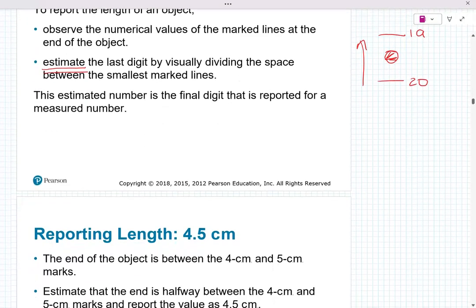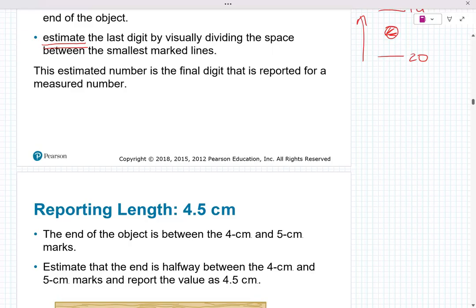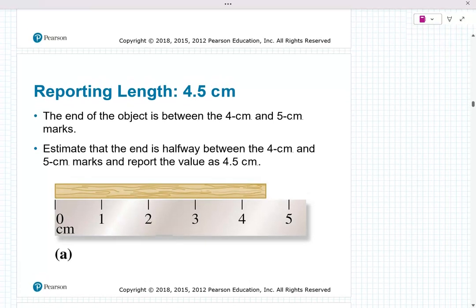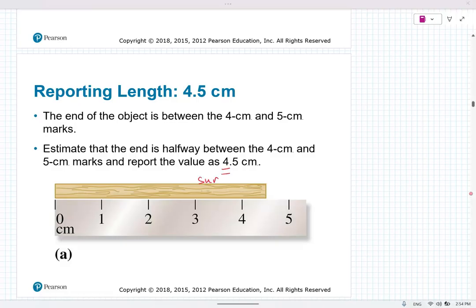So, we already figured out 4.5. Any questions about the process of measurement that we do here? We just don't want to repeat ourselves over and over again. All good? Everybody understands how we got to 4.5? This is sure. This is estimate. Right? Good? Okay.